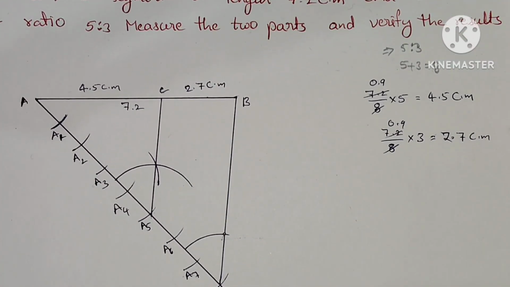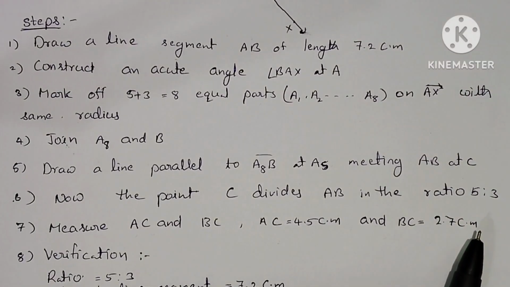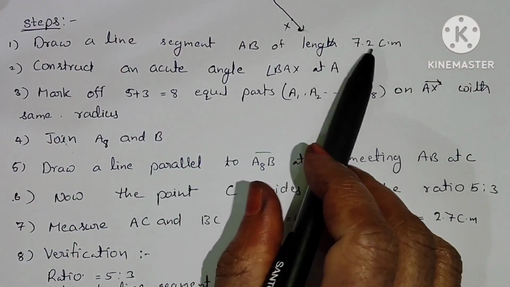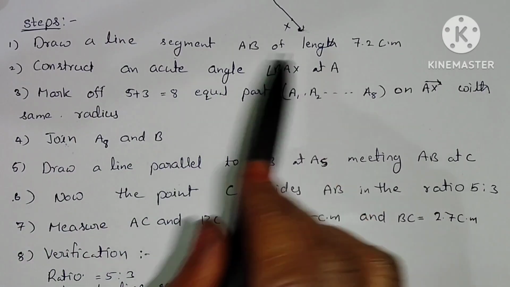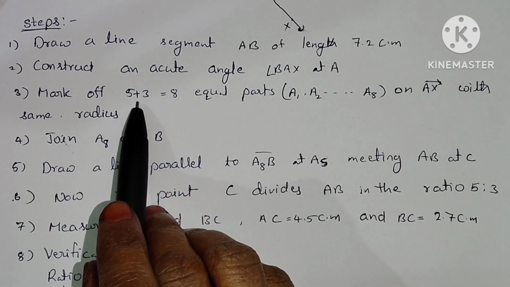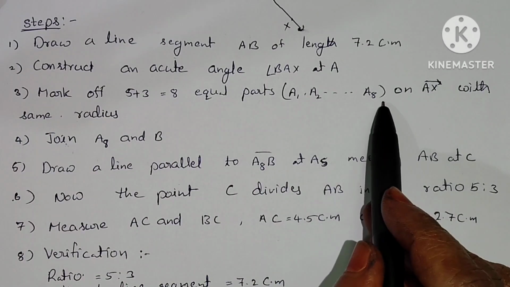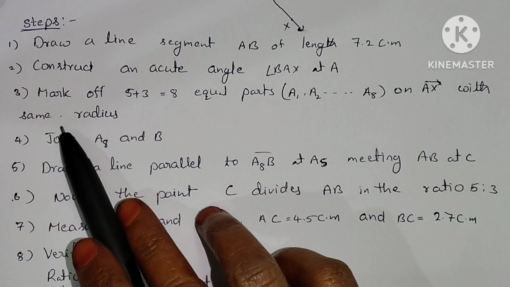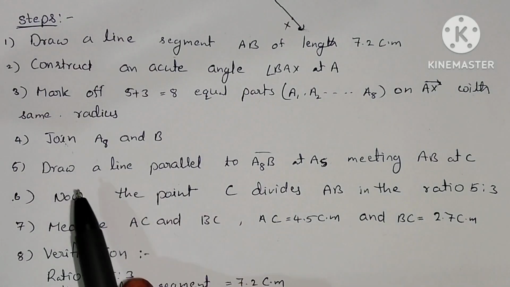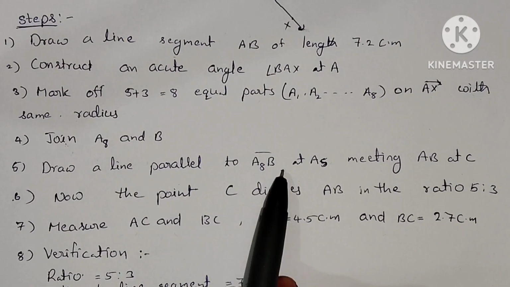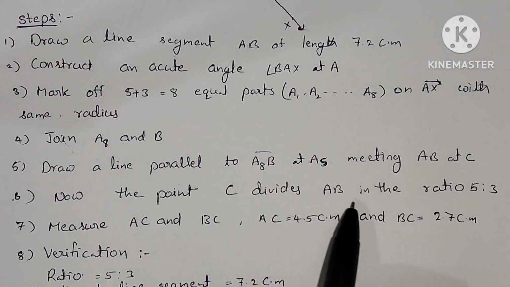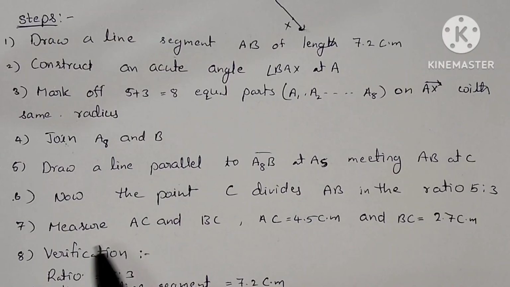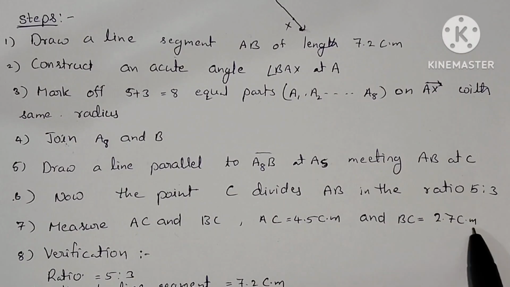So now we write the construction steps. Draw a line segment AB of length 7.2 centimeters and construct an acute angle BAX at A. Third, mark 5 plus 3 equal to 8 equal parts A1, A2, up to A8 on ray AX with the same radius. Next, join A8 to B. Fifth, draw a parallel line to A8B from A5, meeting AB at C. So now the point C divides AB in the ratio 5:3. Measure AC and BC. AC equals 4.5 centimeters and BC equals 2.7 centimeters.